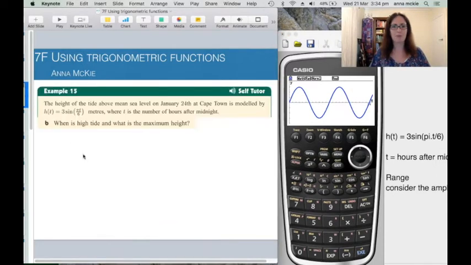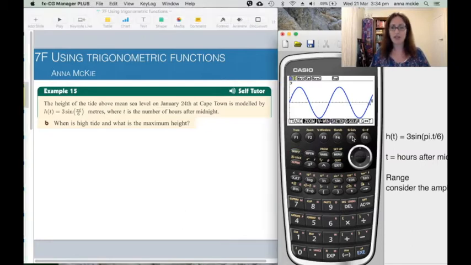And we're asked, when is the high tide and what is the maximum height? So when, that refers to the t. When is the high tide? So we're after the maximum. So we're going to g-solve this, g-solve the maximum, and we've got x is equal to 3. And because it's hours after midnight, that makes it 3 a.m. And what is the maximum height? It's 3 meters.